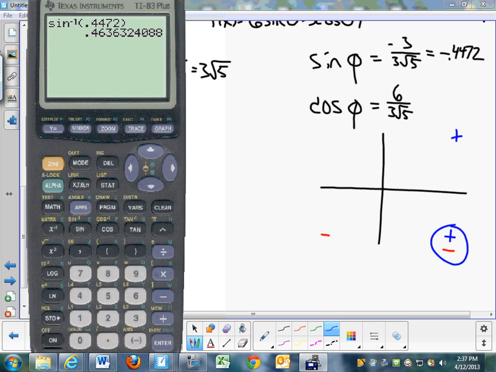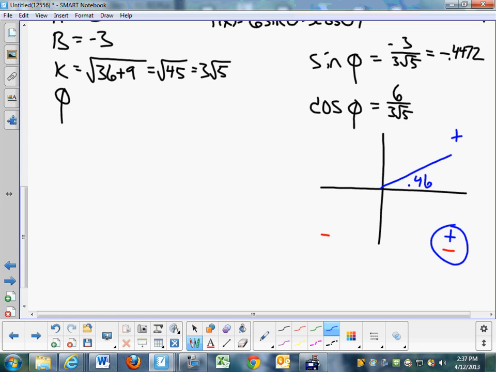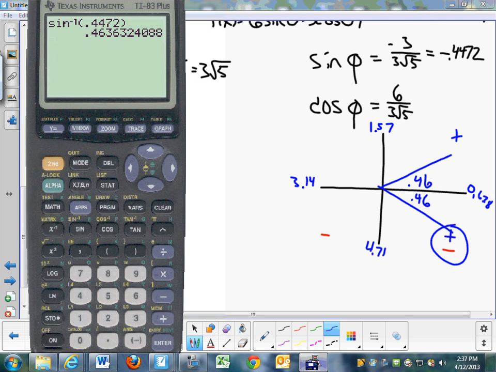For this unit, stay in radians. Okay, so we got 0.46. So that's my reference angle, 0.46. Now, I want to draw another reference angle in the fourth quadrant, 0.46. Remember that if we label our radian marks, we have 0, 1.57, 3.14, 4.71, and 6.28. So how do I get that angle measure? What do I do?